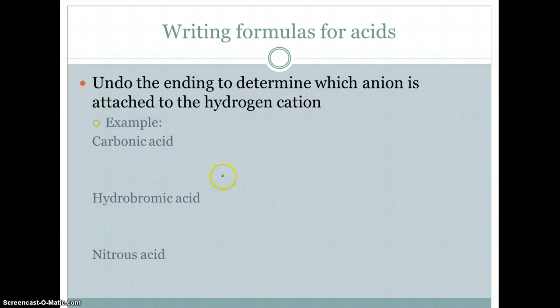And then if you want to go the other way, you have to look at the ending to know what the anion is that's attached to hydrogen. So in carbonic acid, we know it's an acid, so our cation is hydrogen. And then the ic tells us that the carbonate ion is attached to the hydrogen. And carbonate is CO3 negative 2. So carbonic acid is H2CO3. We balance those charges just like we did before.